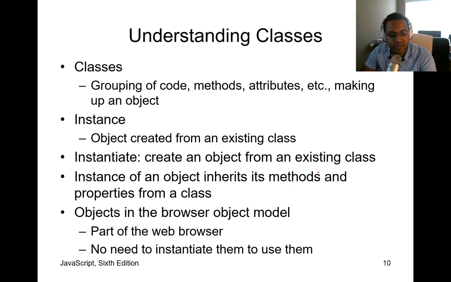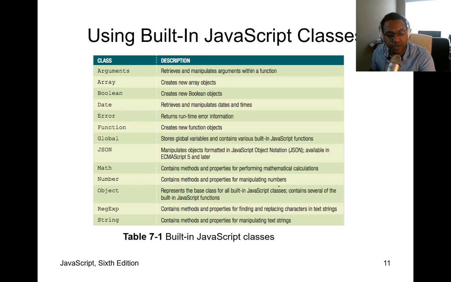Instance of an object inherits its methods and properties from a class. Objects in the browser object model, which are part of the web browser, do not have a need for instantiation. They already exist within the context of your code. You don't have to construct them. Hence the reason why we don't write constructors for JavaScript like we do in other languages. And here are some built-in JavaScript classes that we manipulate every now and again. Now, I myself wouldn't call these things classes. They're part of the library, but I understand where they're going with this.